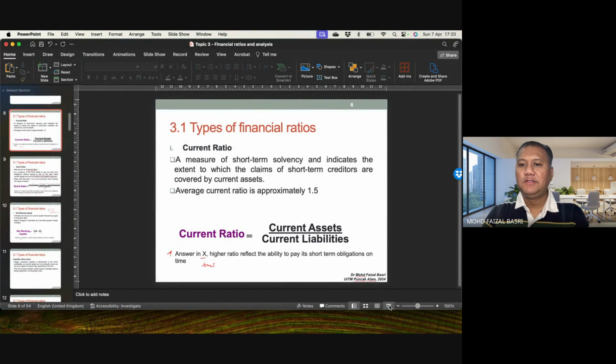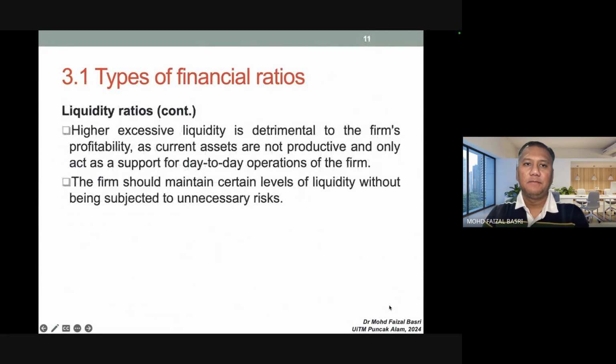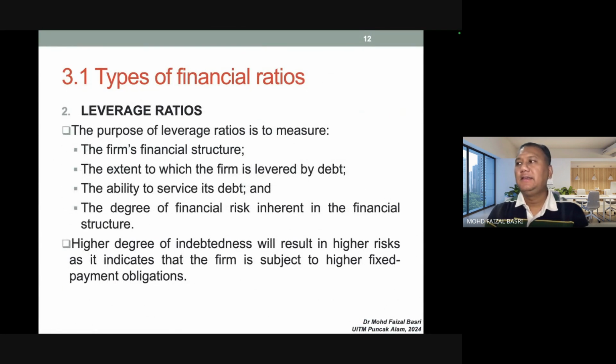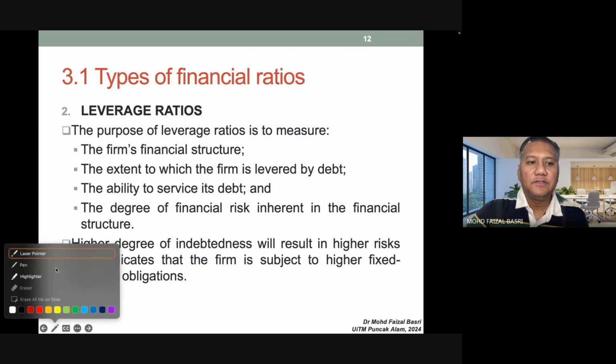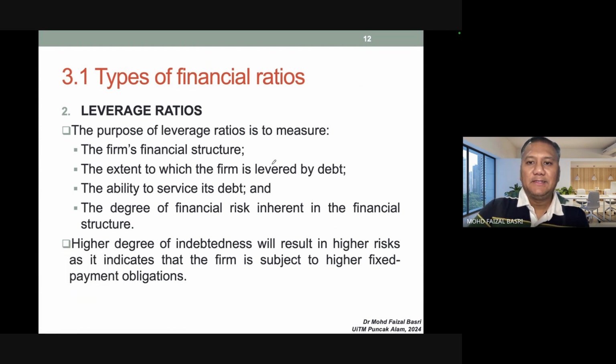Okay, let's move on to the second category. Second is leverage ratio. So leverage here actually refers to debts, hutang. When you see the term leverage, we are actually talking about debts, and how dependent the company is on hutang.